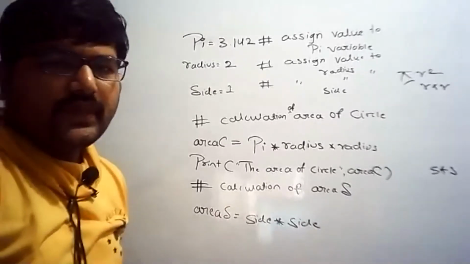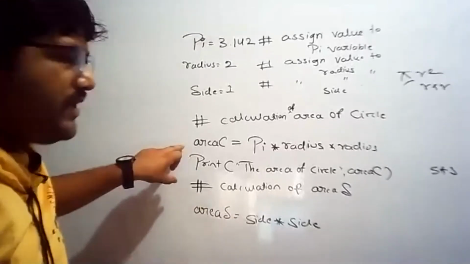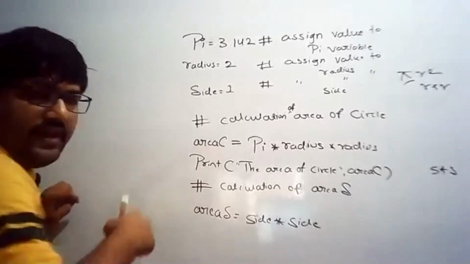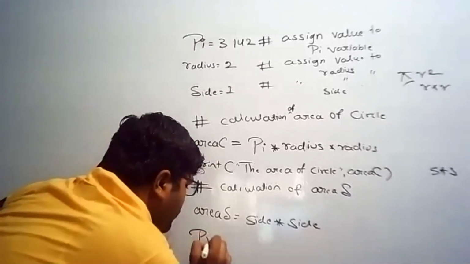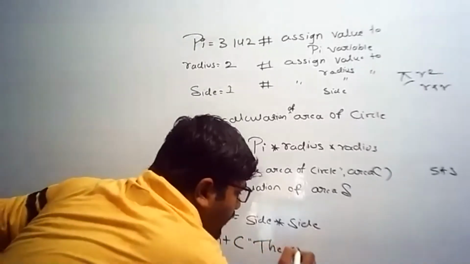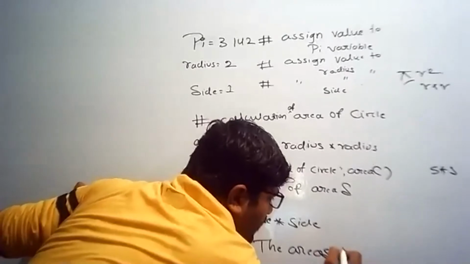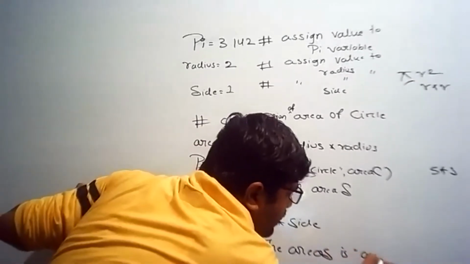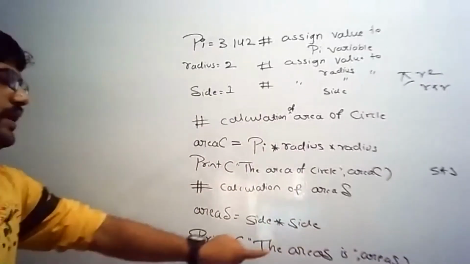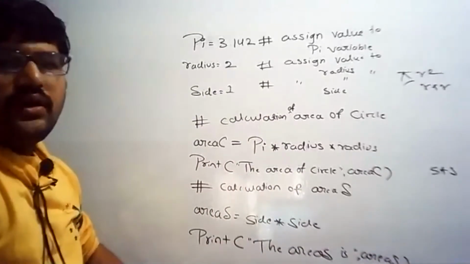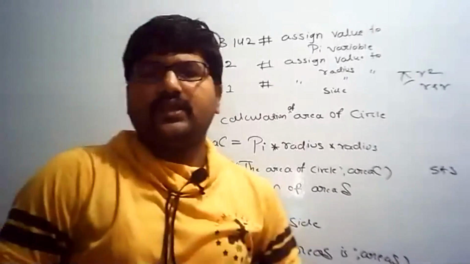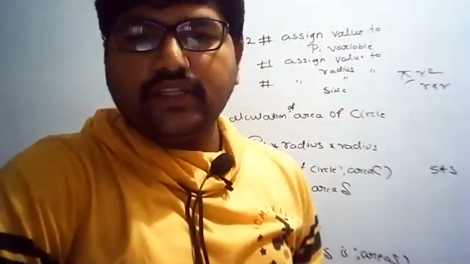Have you got this one? So the second one is over. First one is to find out the area of circle. Second one is to find out the area of square. I will print the area of circle is, comma, area of square is. Up to this you have cleared the program, am I right?